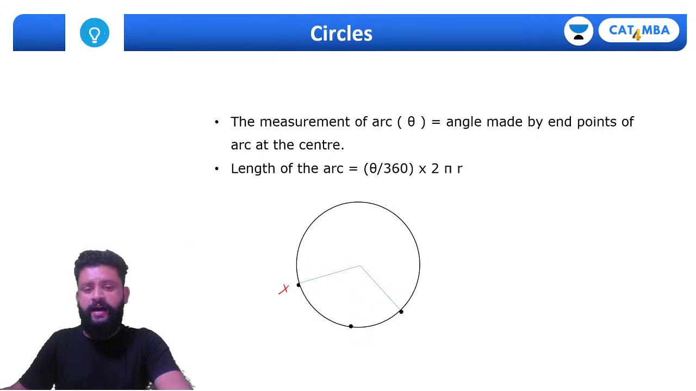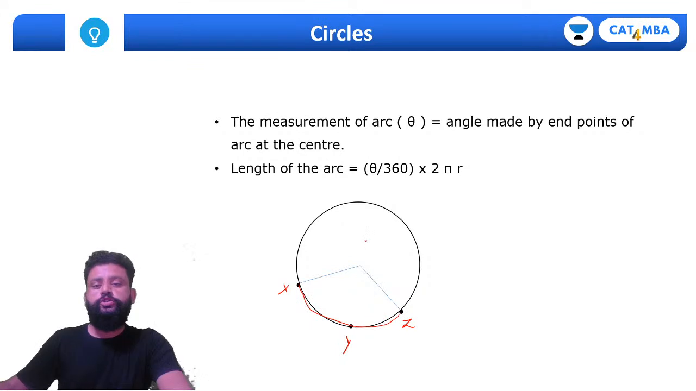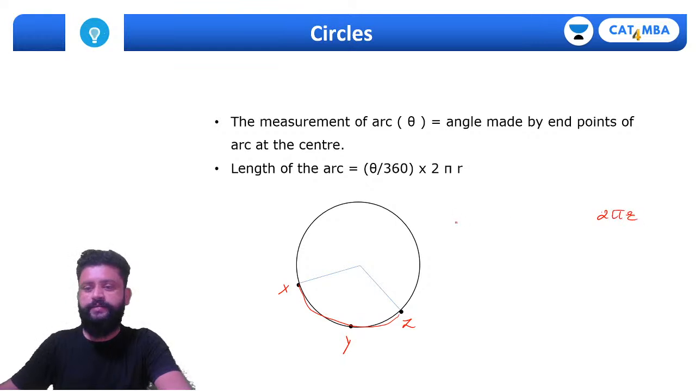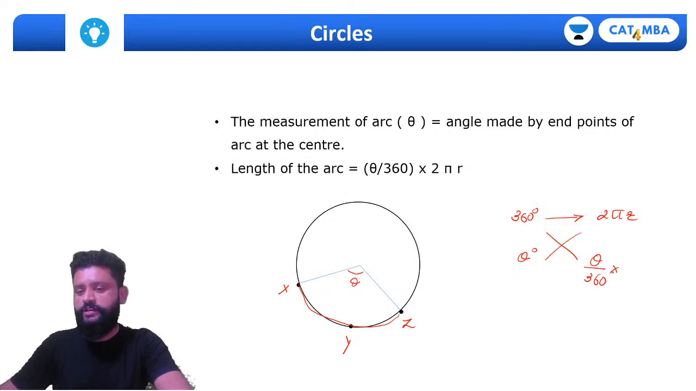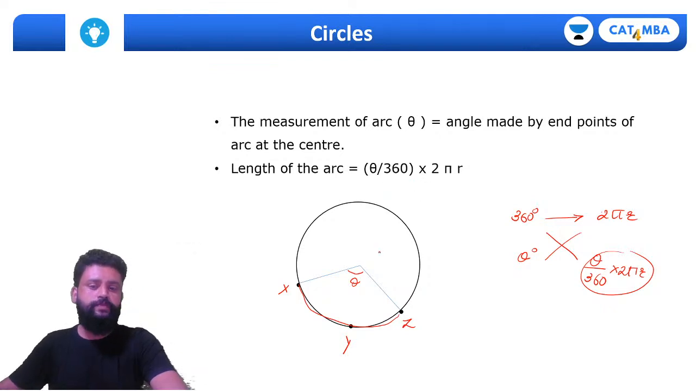Let's say this is the arc XYZ. I'll take minor arc, this one. So if I want to calculate the length of this arc, so all of you must be knowing that circumference of the circle is 2 pi r, and we know the angle at center is 360 degrees. So 360 degree corresponds to the complete circumference. So that's why if this angle is theta, theta degree corresponds to what? It's simply a cross multiplication. You can say theta upon 360 into 2 pi r. So this is formula. This formula is nothing but a cross multiplication.